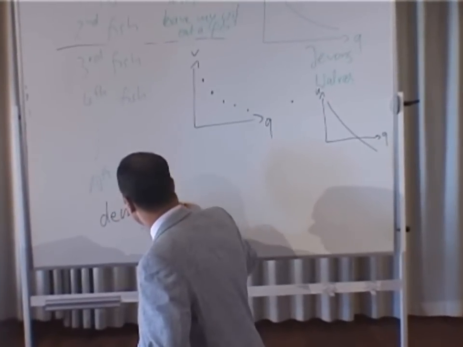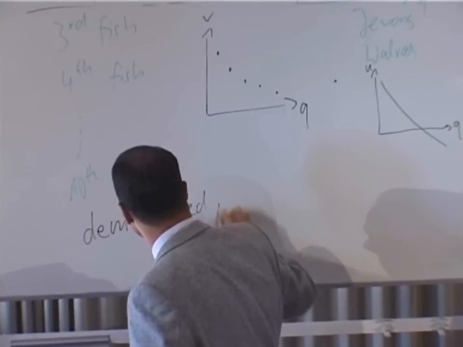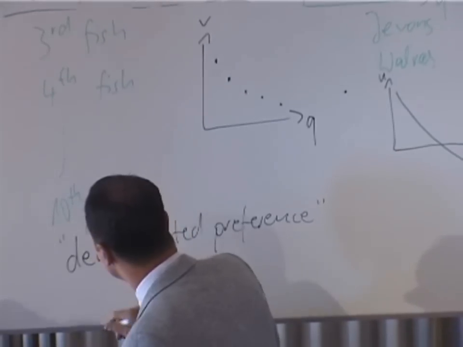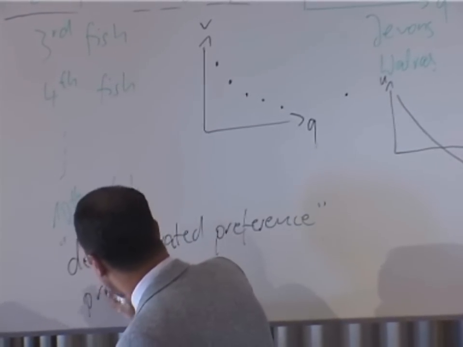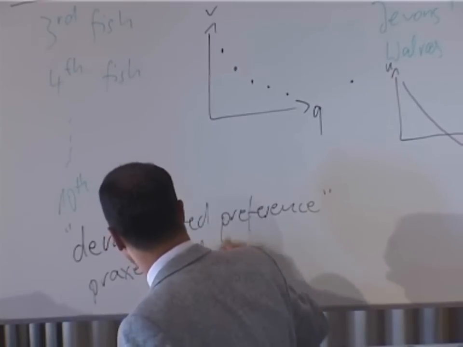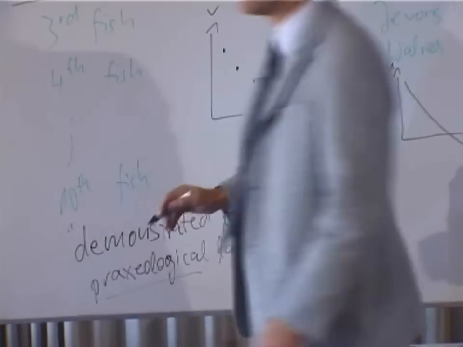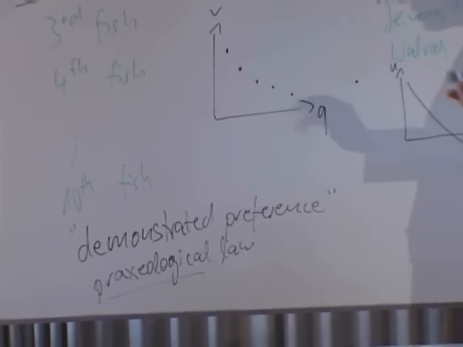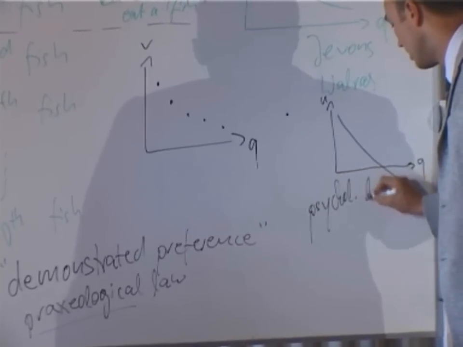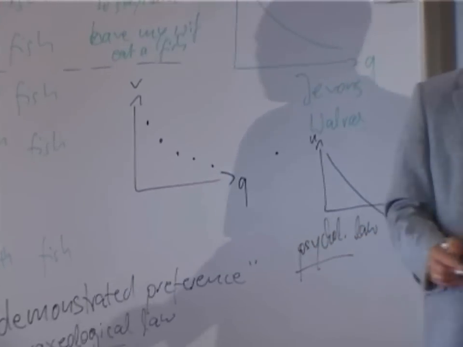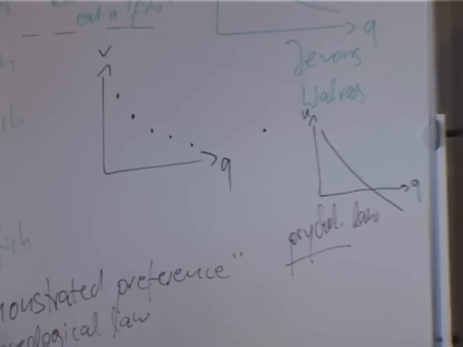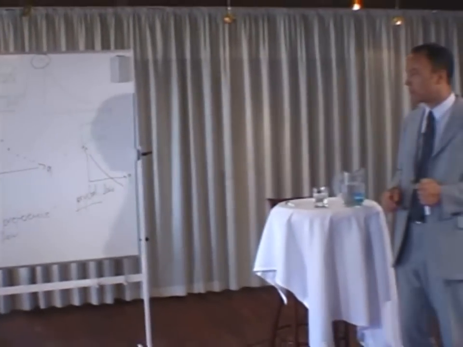that Rothbard has called the principle of demonstrated preference. And we have a praxeological law. Whereas here in the Jevons-Walras account, we have a psychological law. Now what is this, are these not just different ways of saying the same thing?